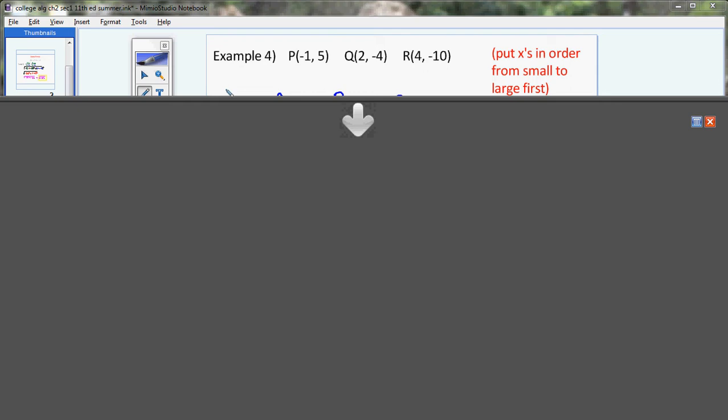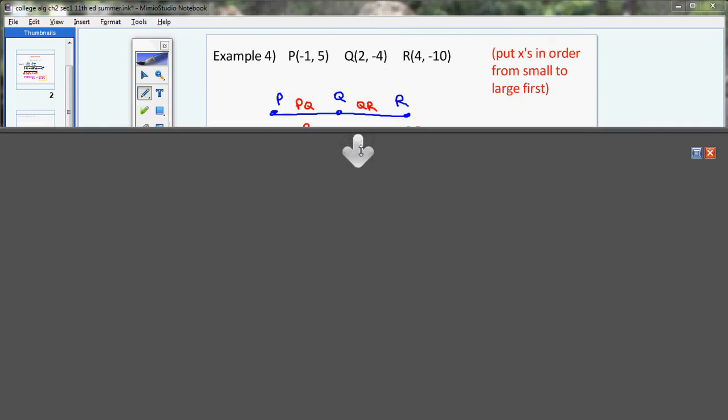Okay, let's look at example 4. In this case, they give us 3 points and they ask us if they are collinear. Are they on a straight line? So the first thing we want to do is figure out if these will add up. And let me show you what I mean.